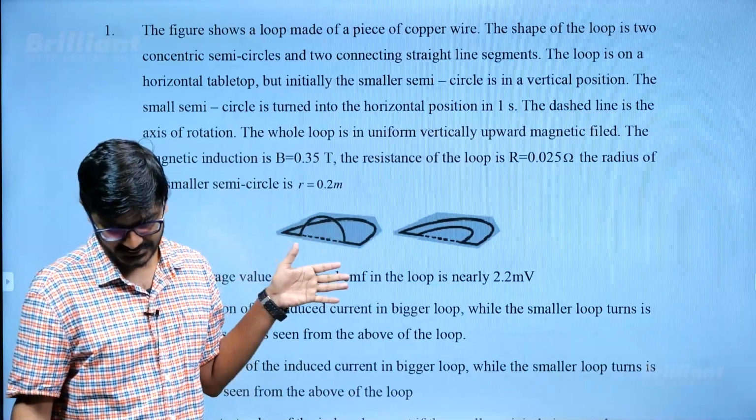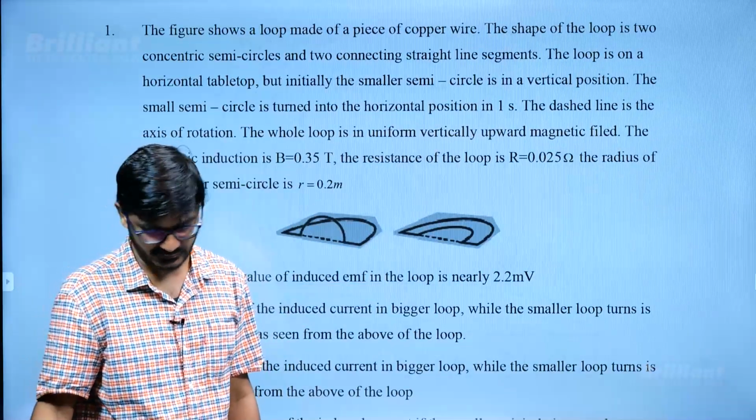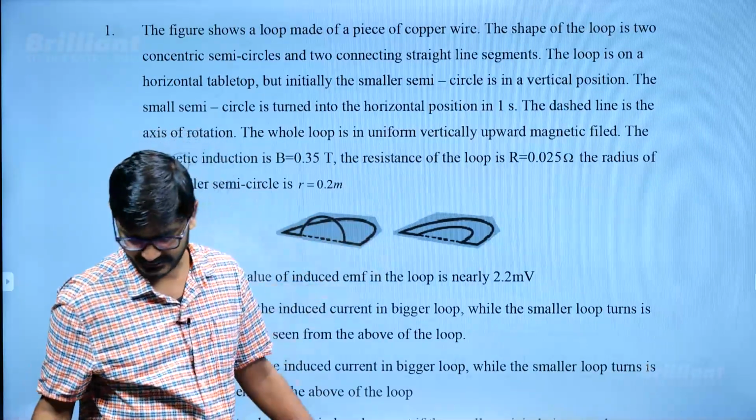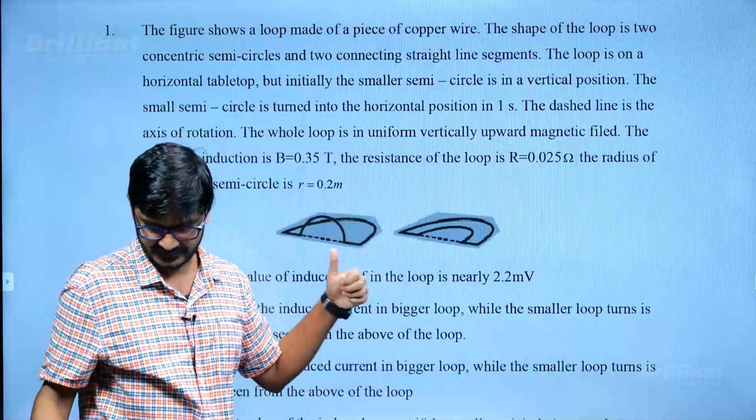The smaller semicircle is turned into a horizontal position in 1 second. The dashed line is the axis of rotation, so it is rotated this way. Initially it was like this, then later on it was rotated like this. The whole loop is in a uniform vertically upward magnetic field.